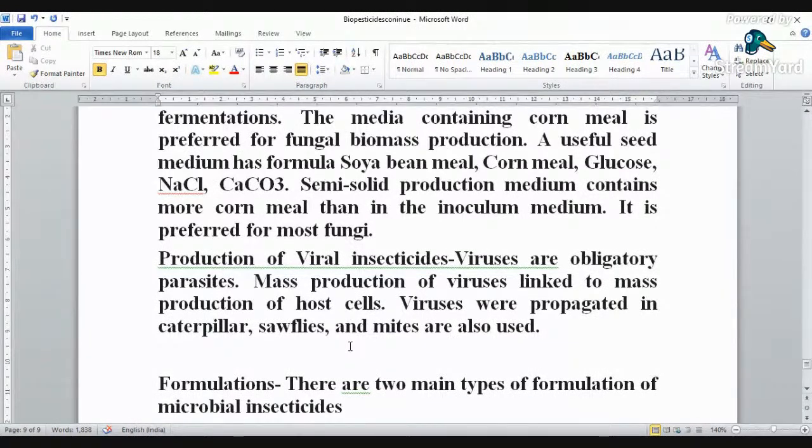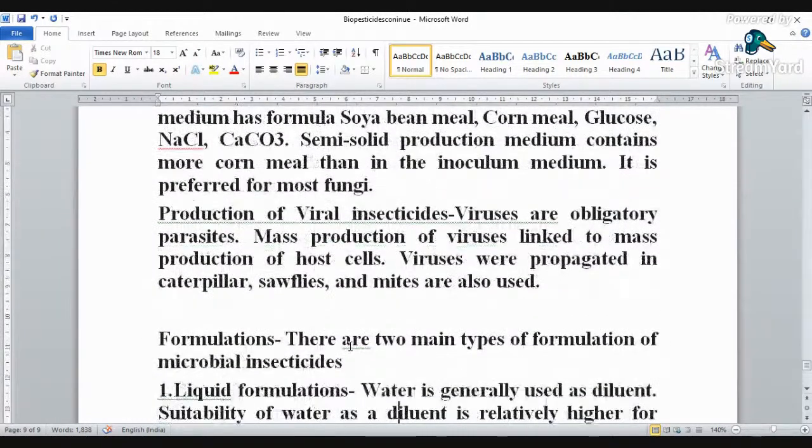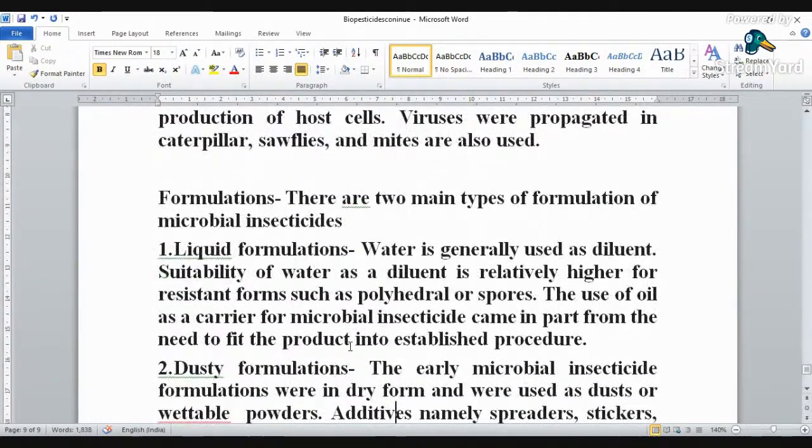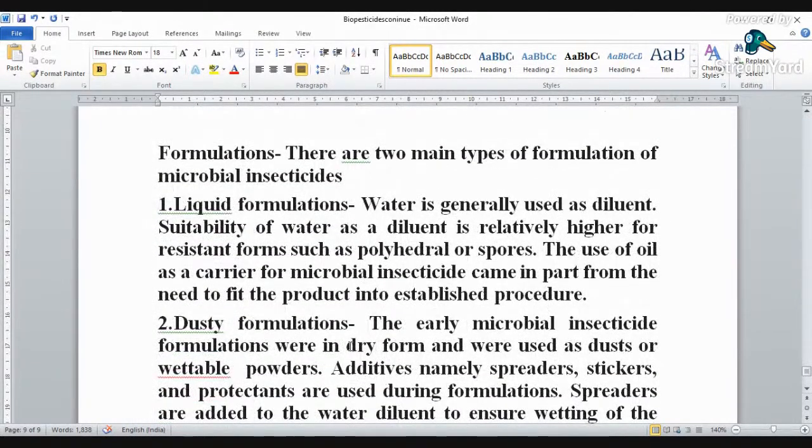So this is the biomass production of the different insecticides: viral insecticide, fungal insecticide, and bacterial insecticides. Then there are two main methods of formulation strategy, that is, how the field application will be done. So there are two main types of formulation of microbial insecticide: liquid formulation and dusty formulation. Liquid formulation means the liquid can be sprayed, and dusty formulation is in dry form, that is, powder form. So that powder can be sprayed.